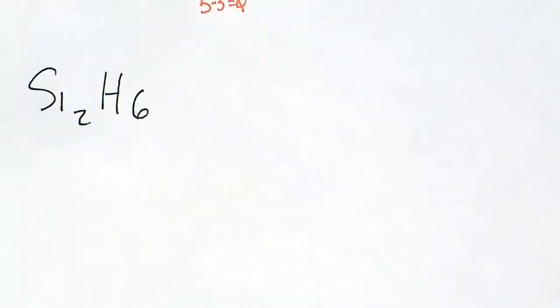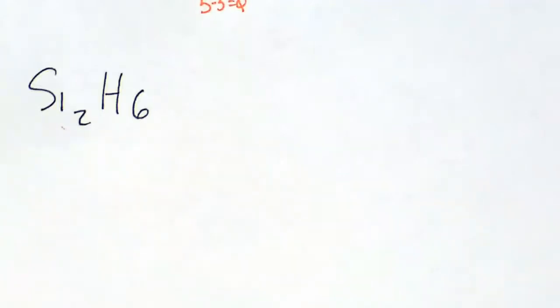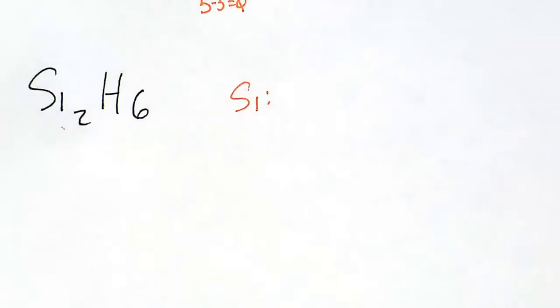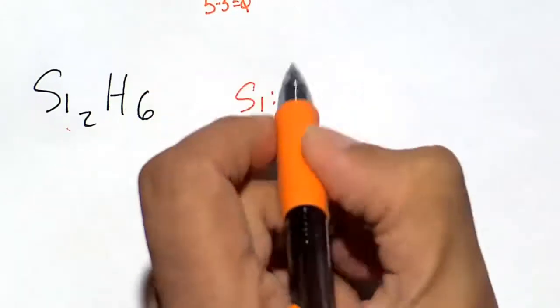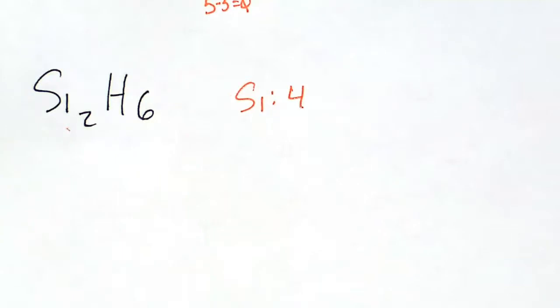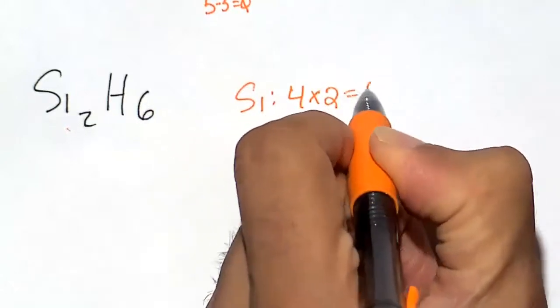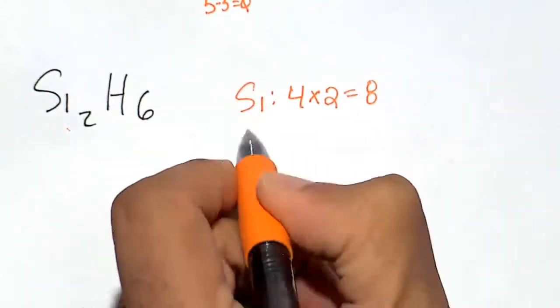Our next one along this list is Si2H6. And looking at the periodic table, silicon is just right in the same group as carbon. So silicon, because it's right below carbon in the periodic table, has a valence electron set of 4. So silicon is happy at 4. We've got 2 of those here. So 4 times 2 is 8.